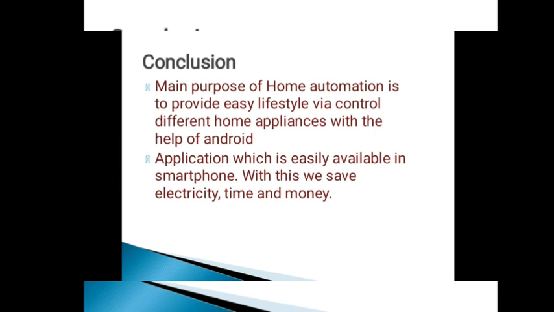Finally, we conclude that the main purpose of home automation is to provide an easy lifestyle by controlling different home applications with the help of an Android application, which is easily available on a smartphone. With this we can save electricity, time and money.